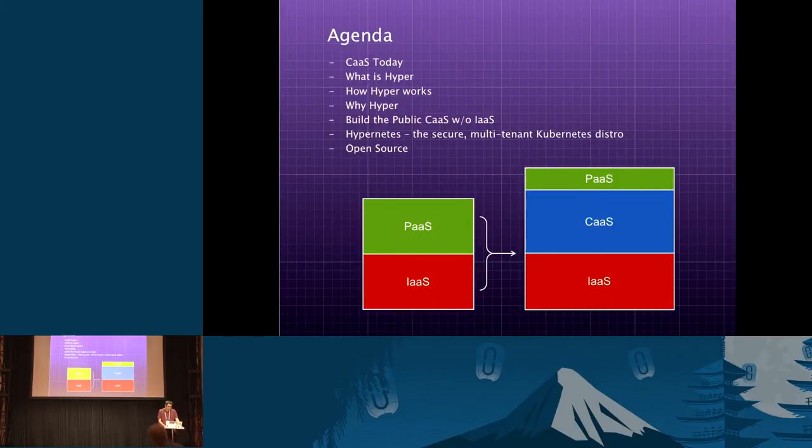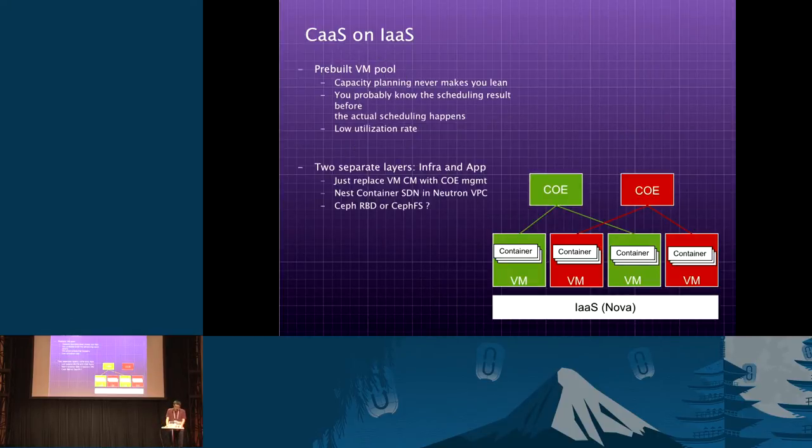Today I'm going to talk about what we are doing for container service today, what the problem is, what Hyper is, and how we can use Hyper to build the next generation of container service. Below is a diagram of the current public cloud space. You see the PaaS platform service and infrastructure service. But in the future, many believe that container service will make up a bigger part of the market.